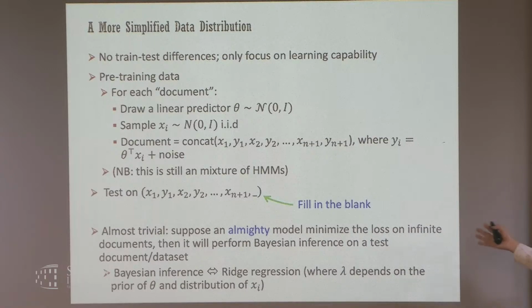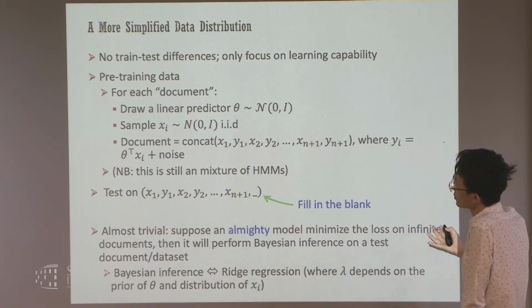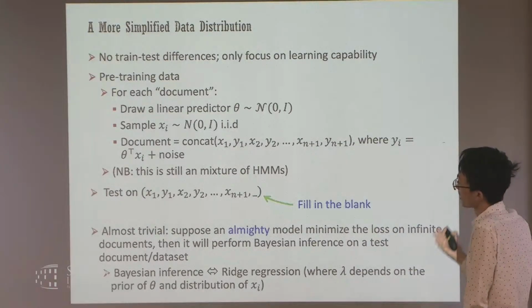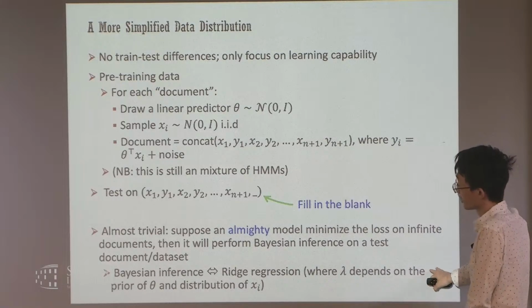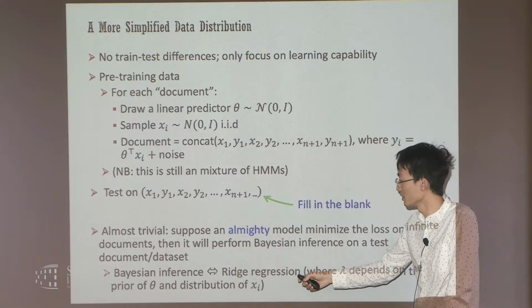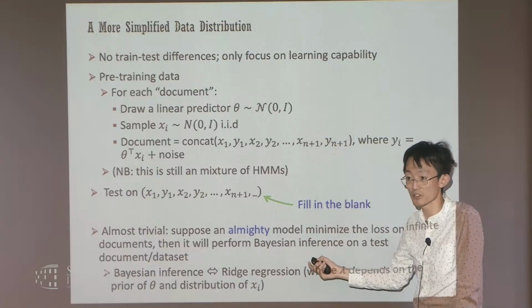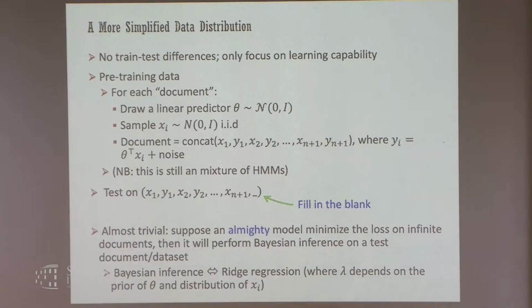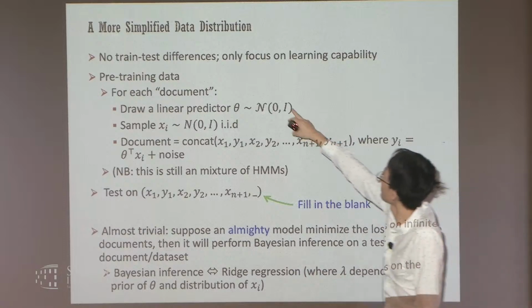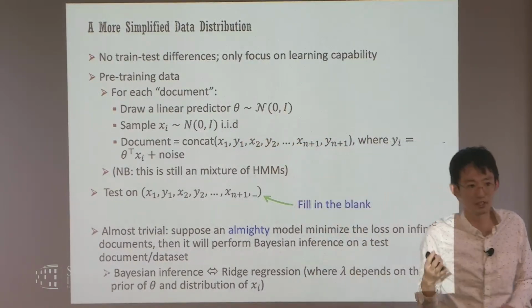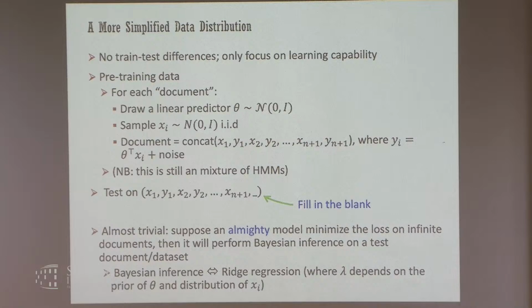Just following the same reasoning, the optimal thing for you to do to solve this task is to infer theta first, and then use theta to compute yn plus 1. For the linear regression case, it happens that the Bayesian inference with this prior is the same as ridge regression, and the regularizer lambda in ridge regression corresponds to some of this covariance. There's a pretty simple formula there. Sorry, question. Okay, cool. So I'm applying the same methodology to this simpler setup, and I get that you are doing ridge regression if you have an almighty model that minimizes the loss on infinite documents.